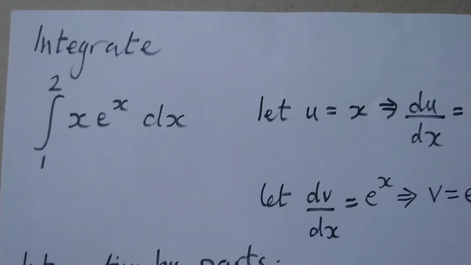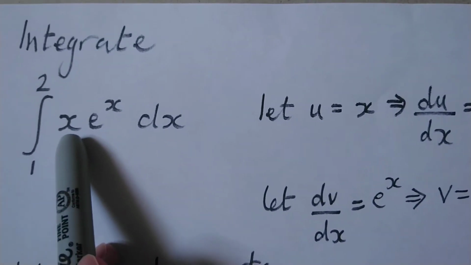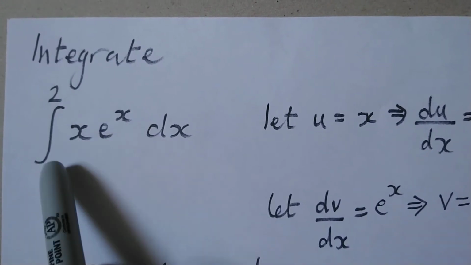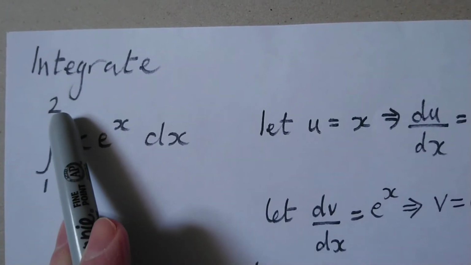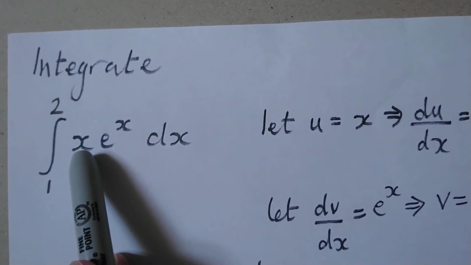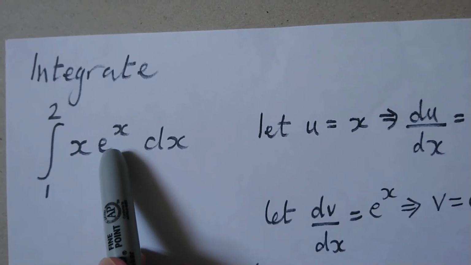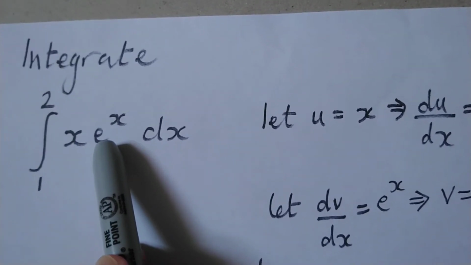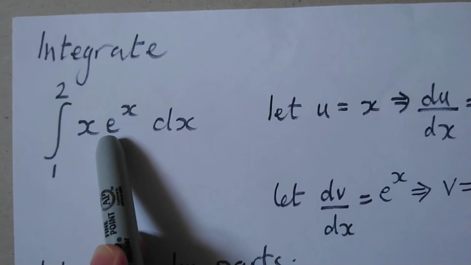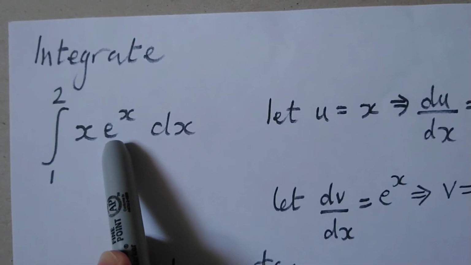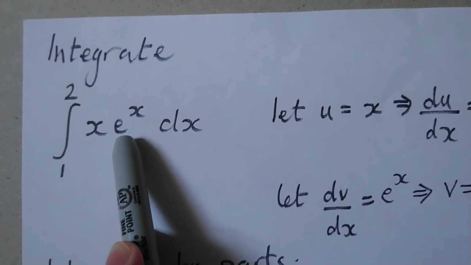We've been asked to integrate the function x e to the x between the limits of 1 and 2. So you can see that we've got one function here multiplied by another one here. And as there's no particularly simple trick to solving this one, a good technique is to use integration by parts.